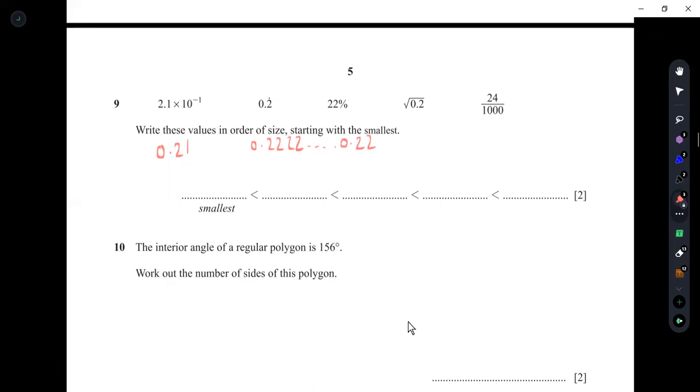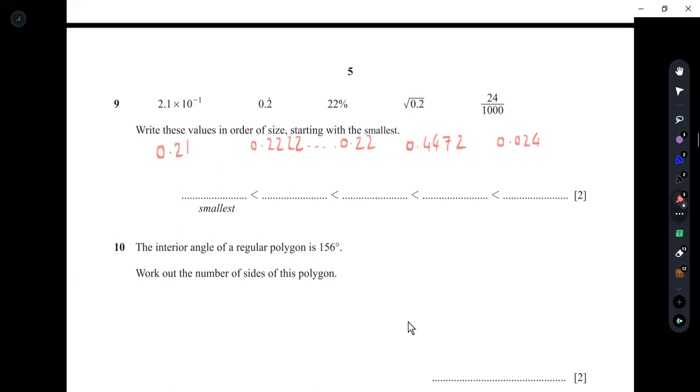Then the next one is the square root of 0.2, which gives us a long answer again. So we can write it to 4 decimal places. And finally, 24 divided by 1000 means move the decimal 3 places left, so it will be 0.024. You can use your calculator to work out all of these in the form of decimals. Now we are in a position to arrange them.